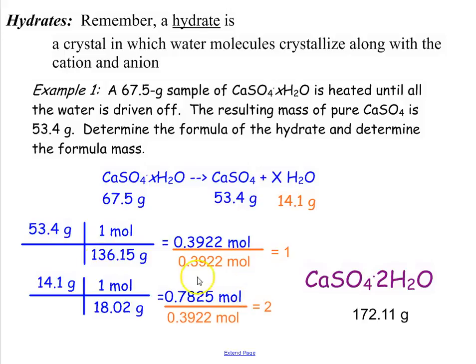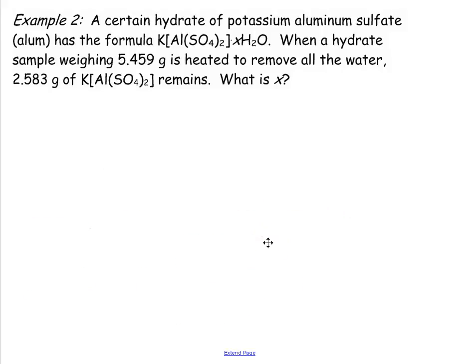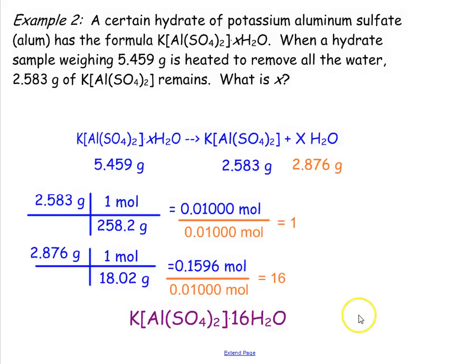So in summary, we treated it just like an empirical formula problem, but instead we took the molar mass of the anhydrous and the molar mass of water, converted both to moles, divided by the smaller, and ended up with a formula. Now it's your turn to try the problem. Pause the video and try to figure out the formula for this potassium aluminum sulfate hydrate by figuring out what X is. When you're ready, start the video again.